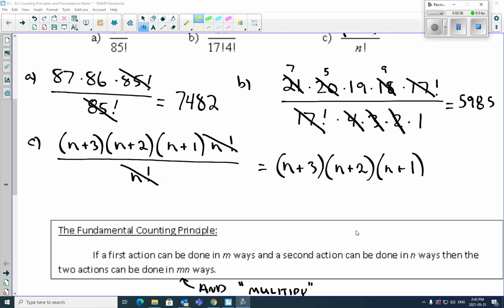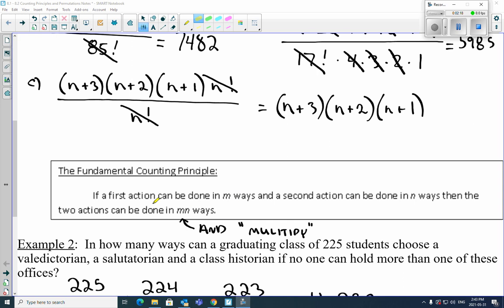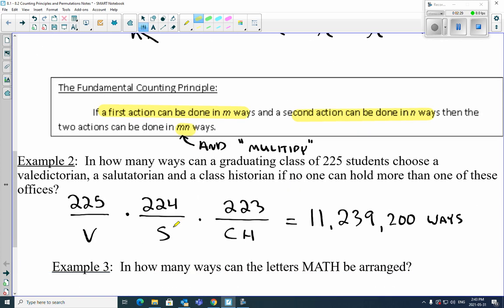So now what we want to talk about is the first concept after factorials, the fundamental counting principle, right? And what we're talking about here is probability in essence. So you can do something m ways. The first action is m ways. The second action is n ways. Then the 2 actions can be done in m times n. That means multiply.